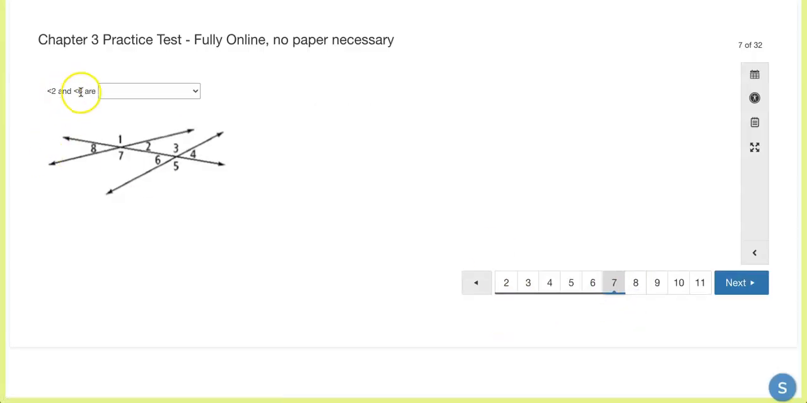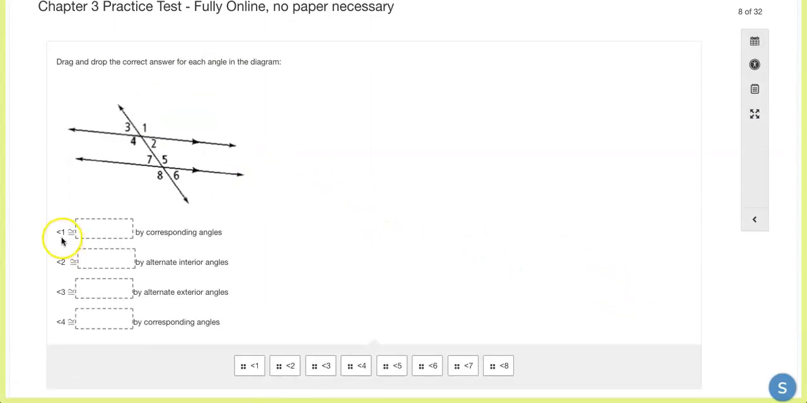Number 7, 2 and 6 are blank. Well, here's 2 and 6. We already answered this one once. They're interior angles. They're in between these two lines. And they're on opposite or alternate sides of the transversal. These are alternate interiors.